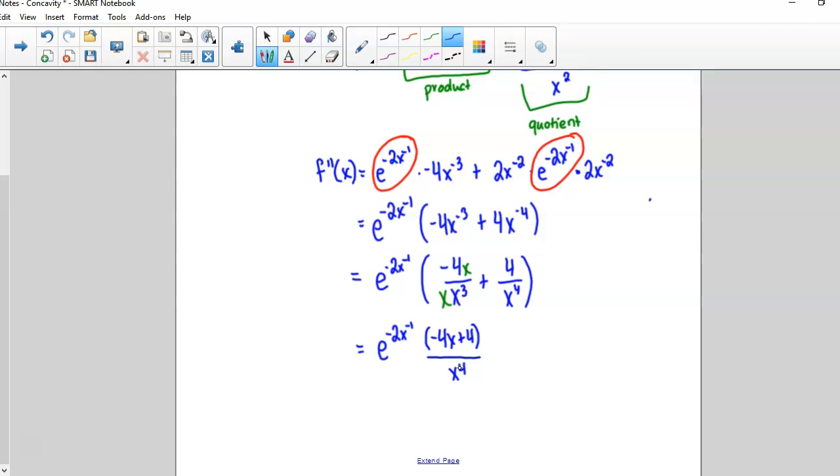And so we want to set all the parts equal to 0. The e to the negative 2x to the negative 1 part, e to any power is always positive. It does not equal 0, so we don't really have to worry about that. So we're setting the numerator equal to 0 and the denominator equal to 0. We get negative 4x plus 4 equals 0, so 4 equals 4x, so 1 equals x. And down here with that fourth root, we just get x equals 0.